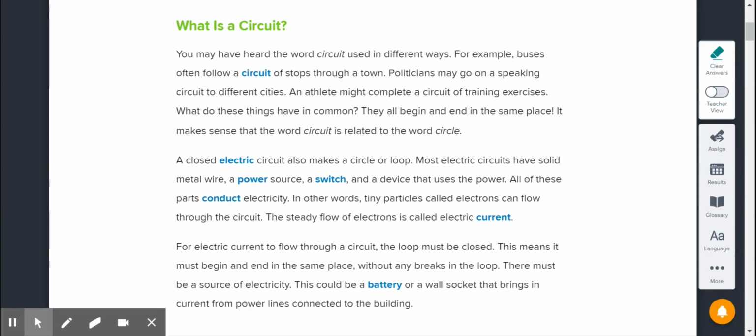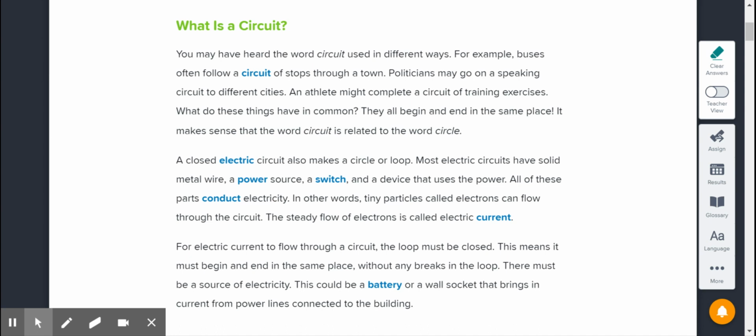What is a circuit? You might have heard the word circuit used in different ways. For example, buses often follow a circuit of stops through a town. Politicians might go on a speaking circuit to different cities. An athlete might complete a circuit of training exercises. What do they all have in common? They all begin and end in the same place.